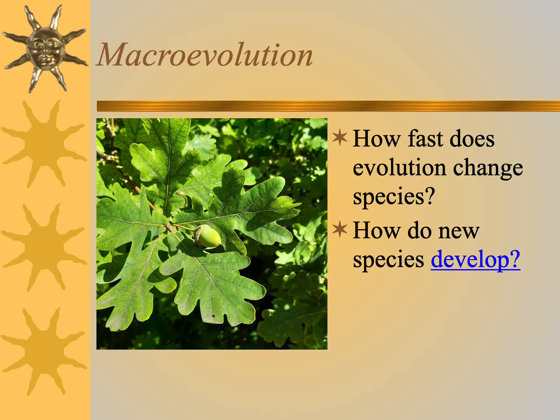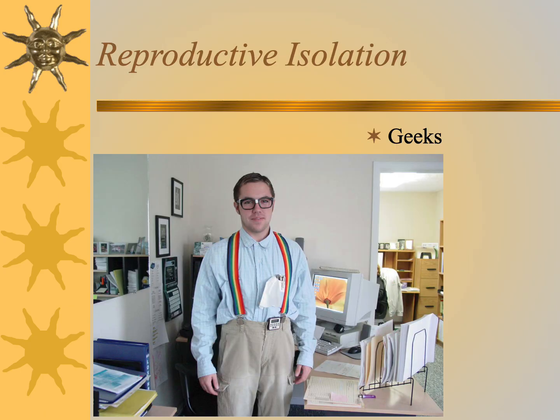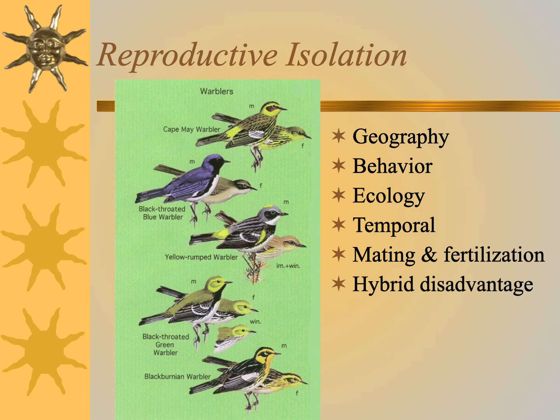So how fast does evolution occur and how do new species develop? I'll leave the rate question for a little bit, but the key thing is reproductive isolation, so that members of a certain group can't breed with other members. There are lots of ways reproductive isolation can develop. Probably the most common way is through geographic isolation.